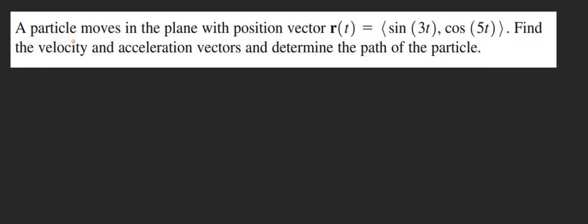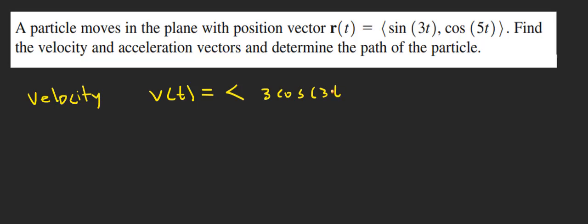Now this example says a particle moves in the plane with position vector r of t equals sine of 3t, comma, cosine of 5t. They want us to find the velocity and acceleration vectors and determine the path of the particle. So in order to find the velocity vector, let's call it v of t, you need to find the derivative of the x component. So this becomes 3 cosine of 3t. Don't forget the chain rule, comma, negative 5 sine of 5t.